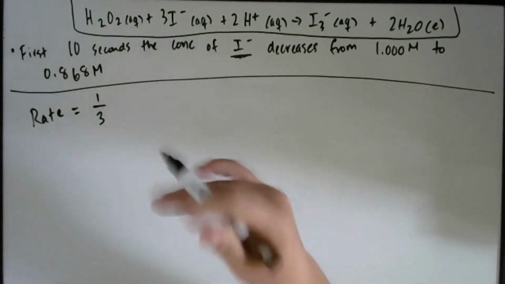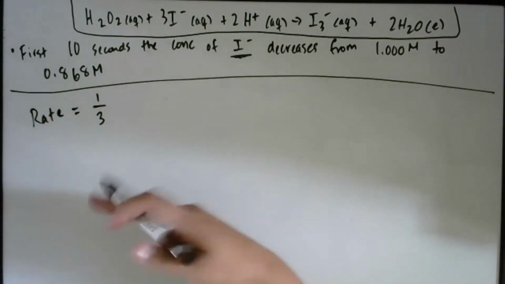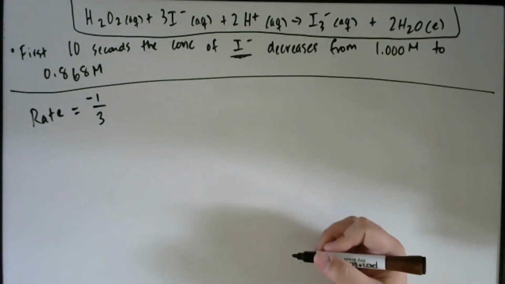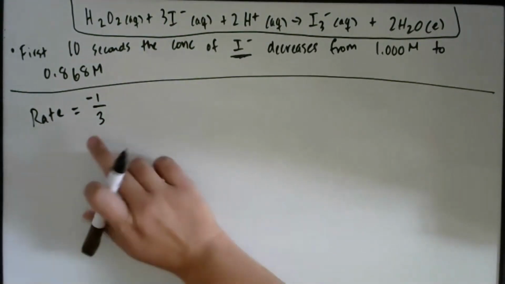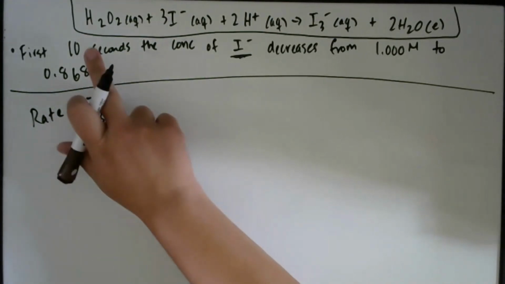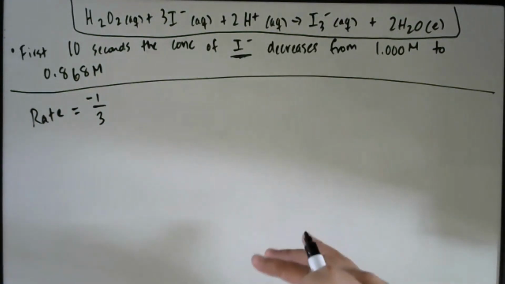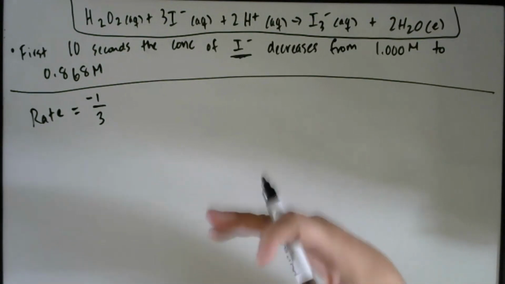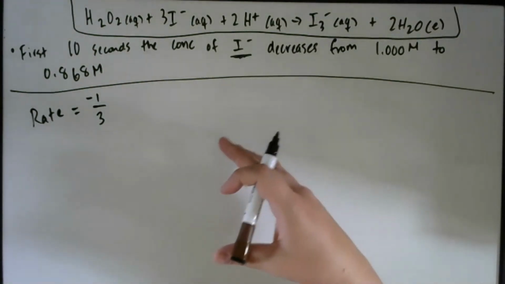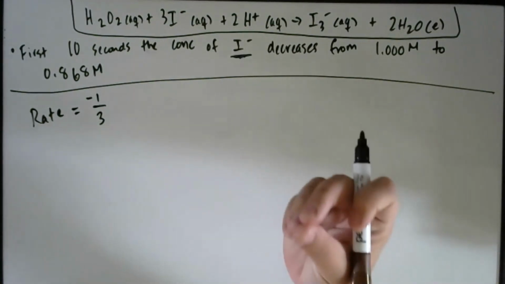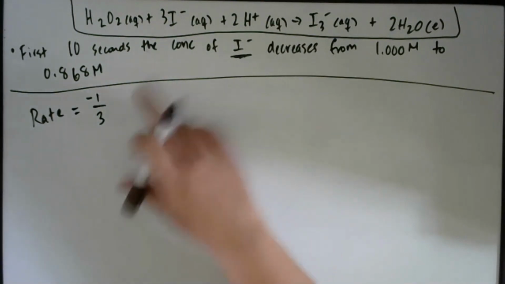Okay, we also notice that our I minus is a reactant. Because our reactants are going to be decreasing in concentration and our products are going to be increasing in concentration, we're going to put a negative sign in front of the 1. So we're using this fraction here to relate the reactants and the products to one another using their position in the reaction and the coefficient that's in front in the balanced equation.